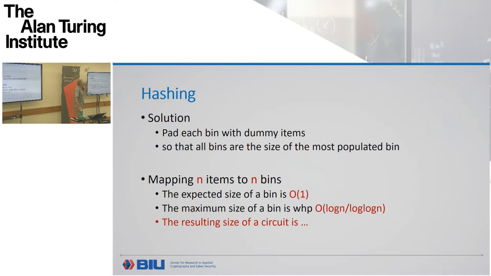And the only way I know to solve this is to pad each bin with dummy items so that all bins will have the same number of items. So some bins are quite empty, others are full, but we have to pad each one of them to be as full as the largest bin. And when we map n items to n bins, the expected bin size is constant, but with high probability, the most occupied bin will have log n over log log n items, so we have to pad each bin to be of that size. So then the circuit will be n times comparing log n over log log n to log n over log log n. So this could be log n squared over something, or we can use a sorting network for that. But that's not linear overhead, okay? And we want to do better.